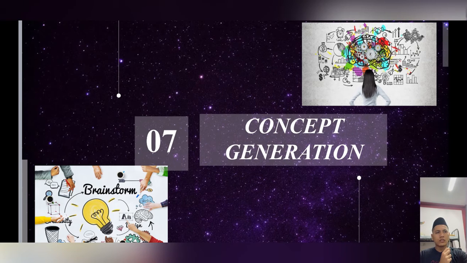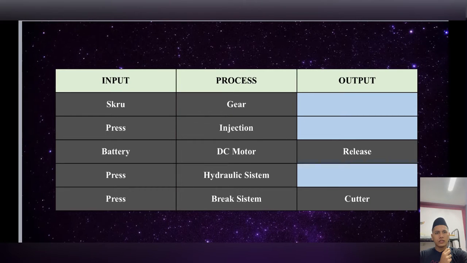Okay, next concept generation. This is a concept generation. Input screw, process gear. Input press, process injection. Input battery, process DC motor, and output release. Input press, process hydraulic system. Input press, process brake system, and output cutter.